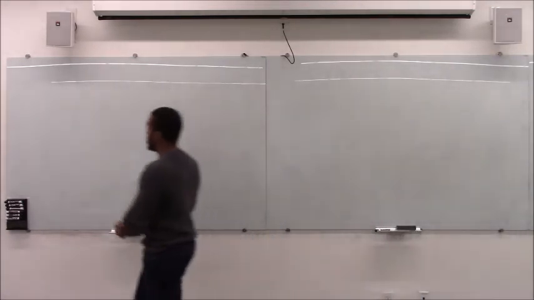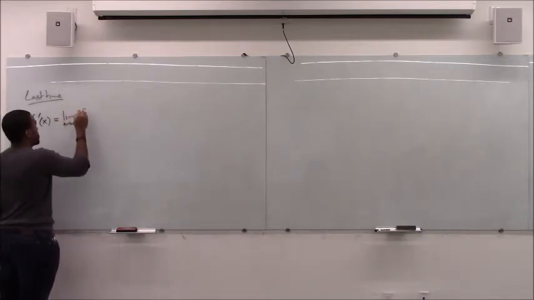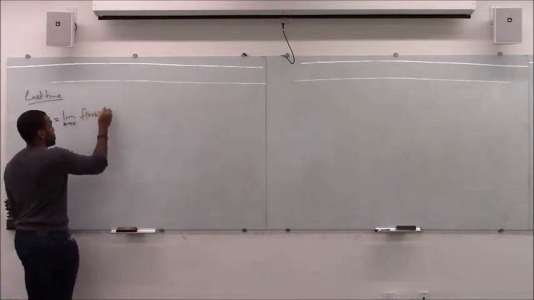Where were we? A couple classes ago, we spoke about something very important. We defined something called the derivative, which is f prime of x. What was the definition of that? Yeah? It's the limit as h approaches 0 of f of x plus h minus f of x over h.